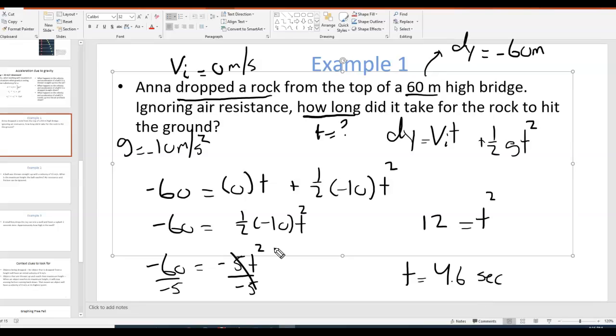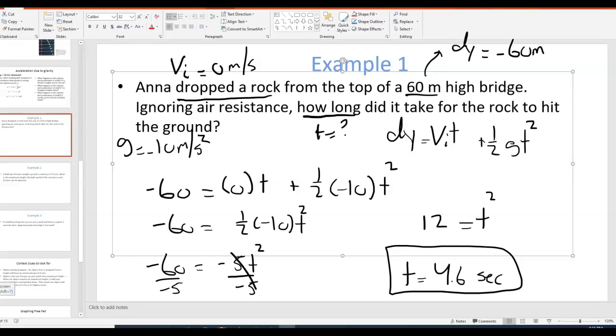Okay, it's really important that you pay attention to your negative signs, because if you had put 60 and not negative 60, then your calculator would have blown up. It would have said like no real answer or something like that. So this had to be a negative 60, otherwise you would get the wrong answer. So that is example 1. Pause there if you need to take a look at that some more.